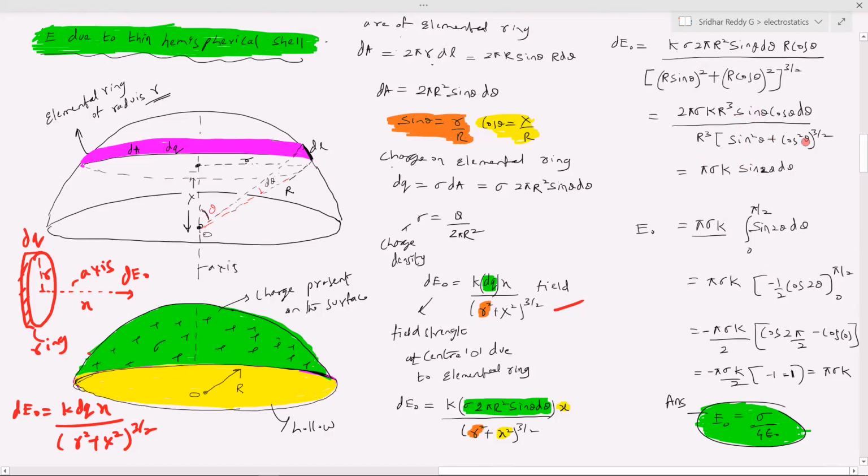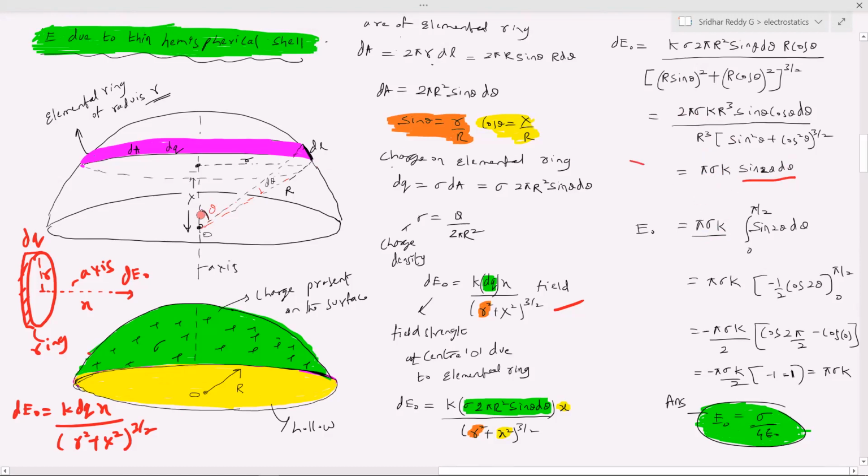Then sin square theta plus cos square theta will be 1, and 1 to any power, like 3 by 2, will be 1 only. So the denominator ends up as 1. Now further, look at this 2 sin theta cos theta d theta. Can I write it as sin 2 theta? And R cube cancels. So what will be left over here is pi sigma k sin 2 theta d theta.